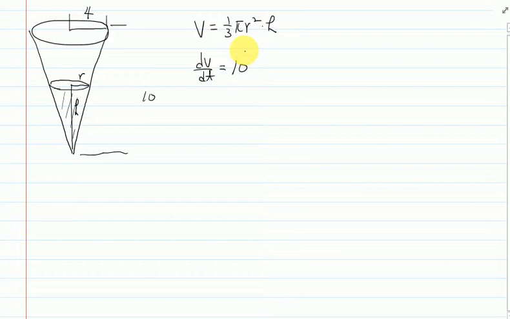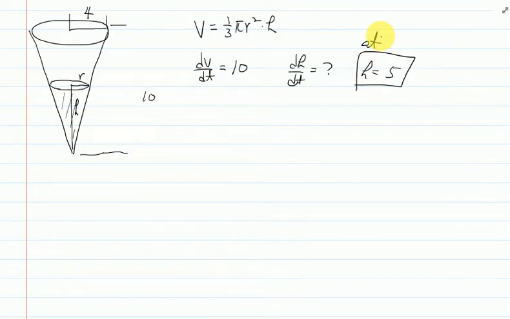Then they're asking how fast the water level is changing. So they're asking what dh/dt is when h becomes 5 feet. They never mention what r is, so we have to figure out r to calculate the whole thing. But before doing that, let's just calculate it.